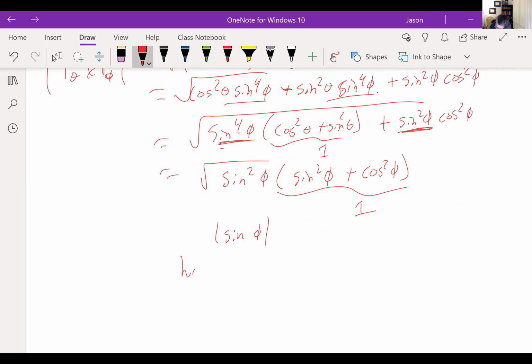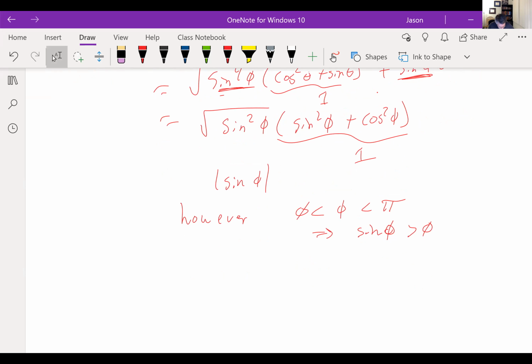However, where is phi designated? Phi is only designated from 0 to pi, right? So what are my sine values from 0 to pi? Aren't they always positive? So this implies that it's just sine of phi. Sine phi is always greater than 0. So I can get rid of the absolute value bars. That's all they really want to do anyway.